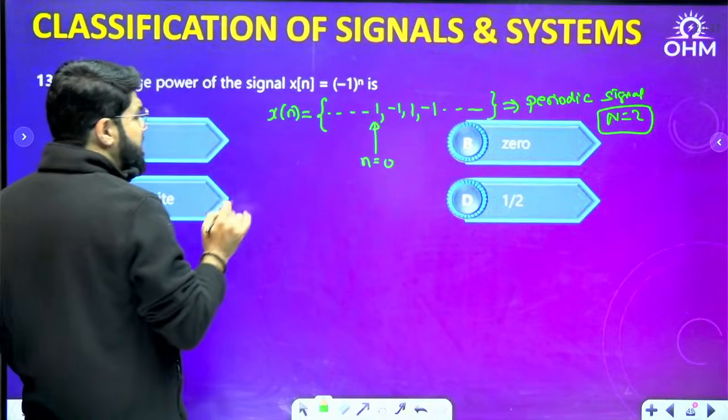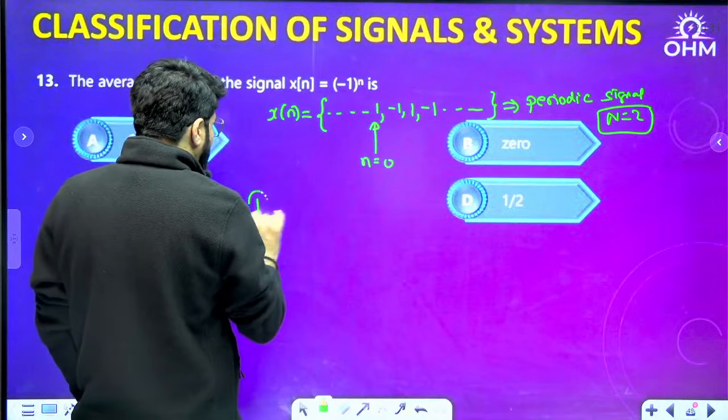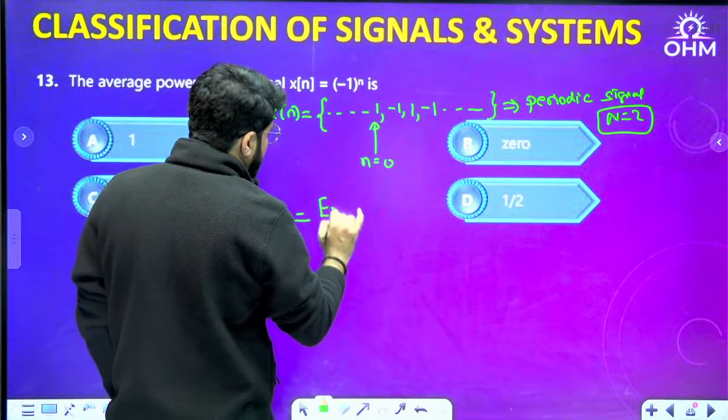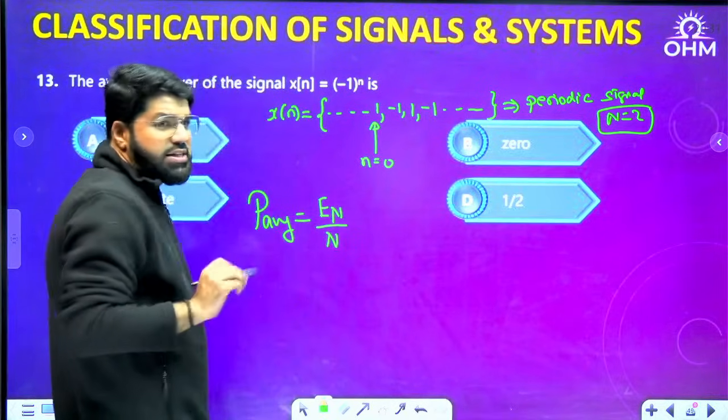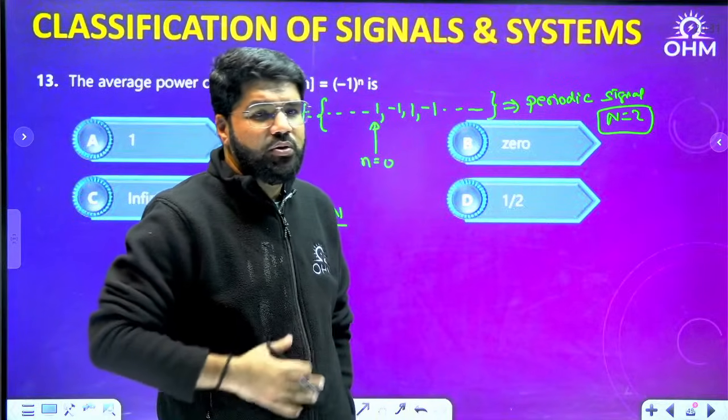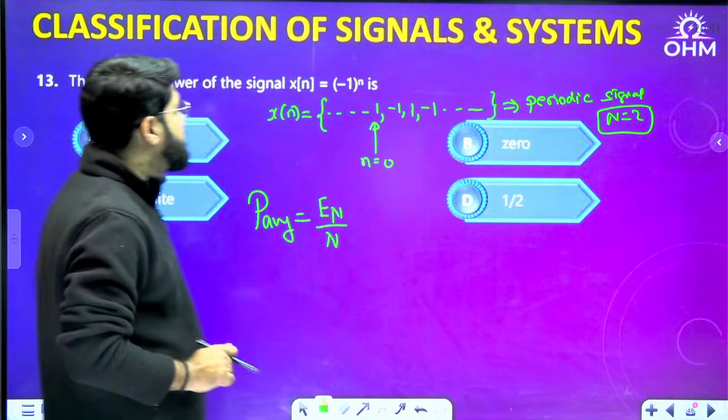But again, because it is a periodic signal, how do you calculate the power? The average power is given by energy in one time period divided by time period. For discrete time, let me write it as E_N by N.